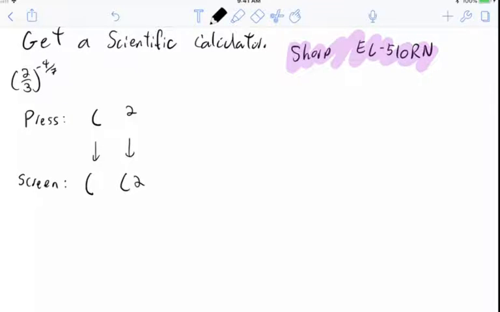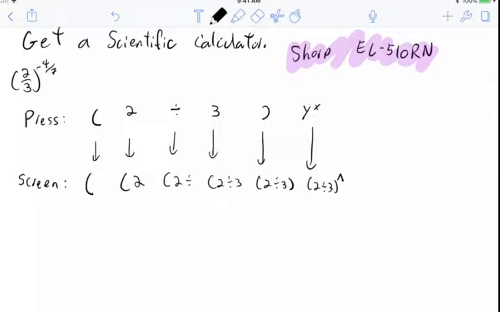And then I'm going to press the division sign, and the screen will go 2 divided by, and then I'm going to add the denominator, 3. So it goes 2 divided by 3, and then I'm going to close parentheses. 2 divided by 3. That's my base. I'm using parentheses super carefully here. And now I'm going to go to an exponent. Y to the x. And so the screen now says 2 divided by 3 uppy sign. And now I'm going to go open parentheses again. So it goes 2 divided by 3 uppy sign, open parentheses. And then I go negative.